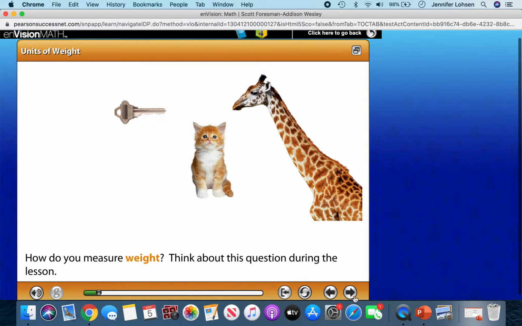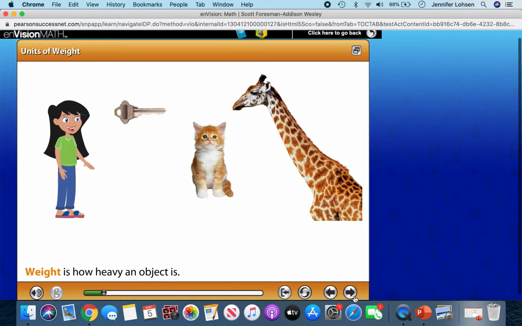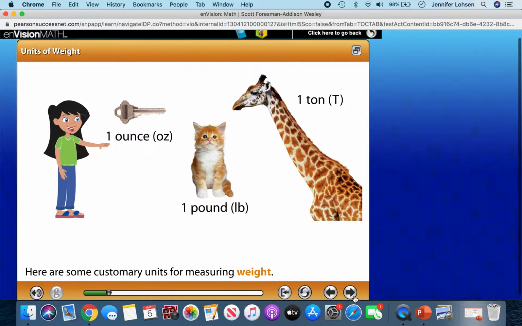How do you measure weight? Think about this question during the lesson. So how do you measure weight? If you wanted to know how much something weighs, think about some tools that you might use to figure out how much something weighs. Weight is how heavy an object is.